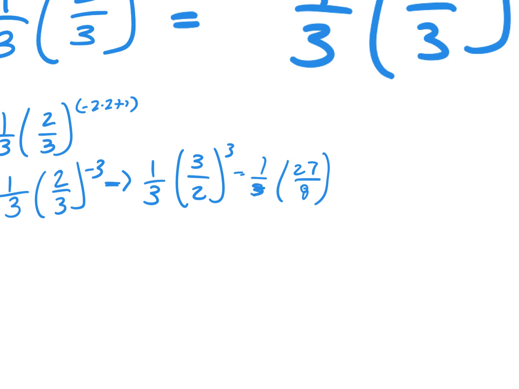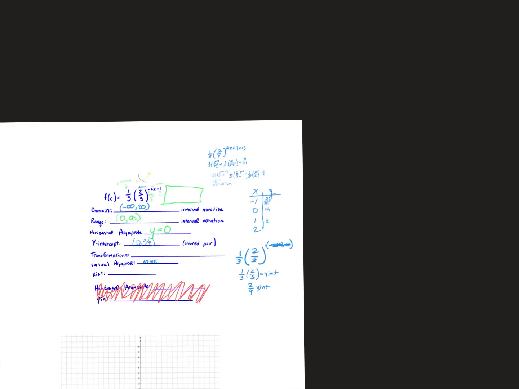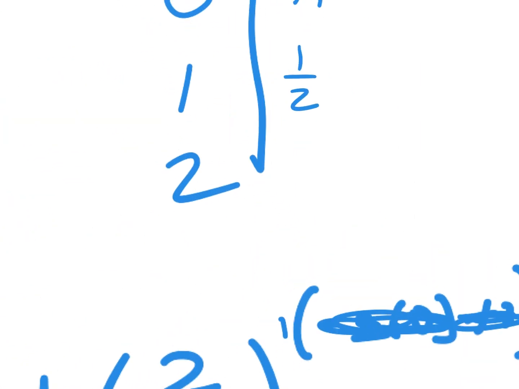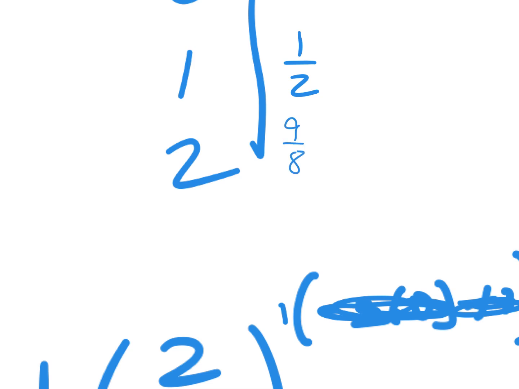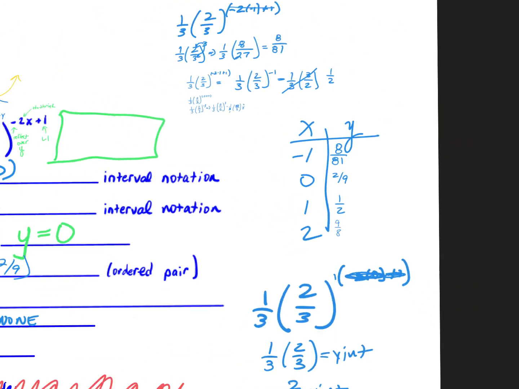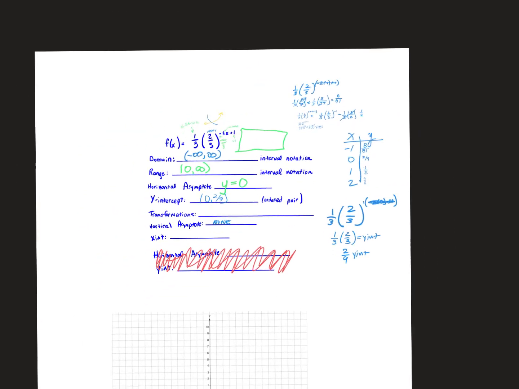3 goes into 3 once. 3 goes into 27 9 times. So I have 9 over 8. So when I plug in 2, I get 9 over 8. All right, so you're getting a picture, guys. That's all you're doing. So when you graph this, you're getting a picture.